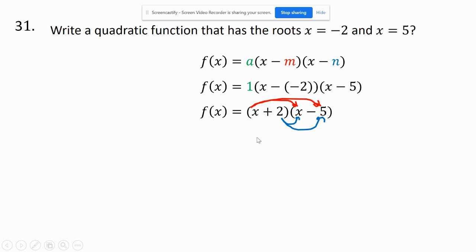And I could FOIL these, where you have x times x is x squared. The outside term would be a minus 5x. Multiply the inside term, it's just a 2x. The last term is a negative 10. And my two middle terms will go together. So x squared minus 3x minus 10 would be a quadratic function. Oh, technically, it's a quadratic function even right here. And it's also one right here.